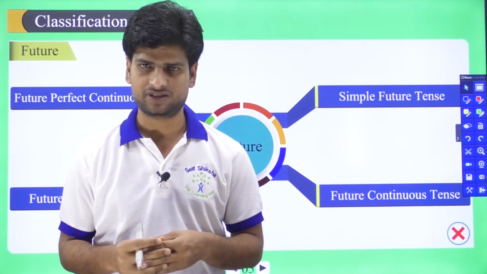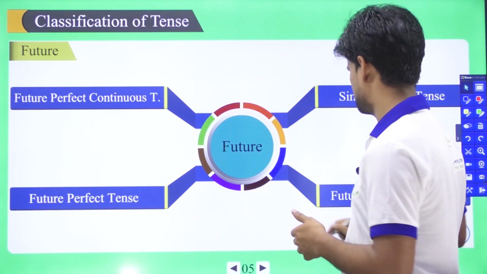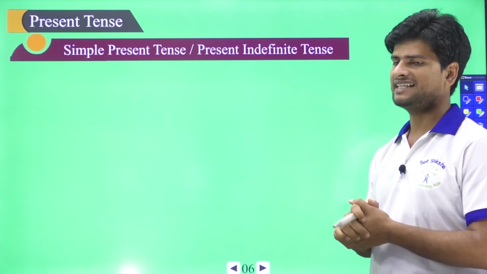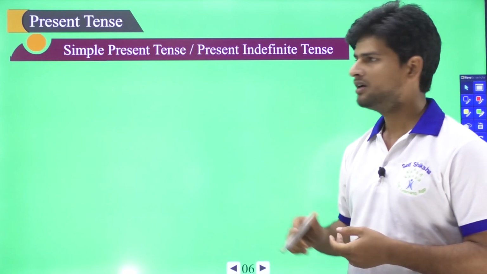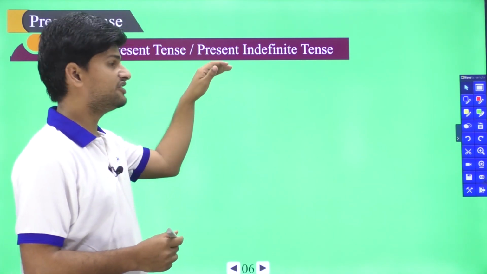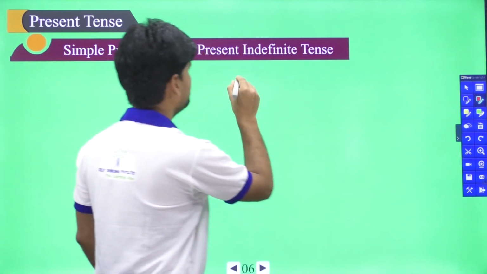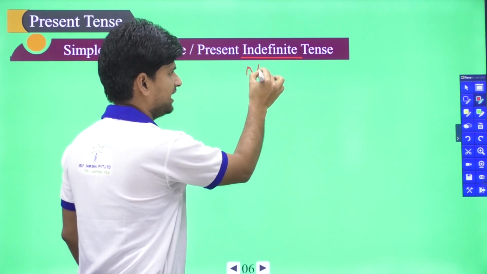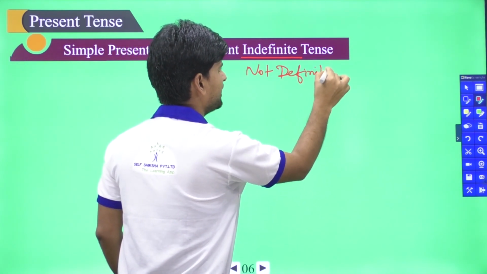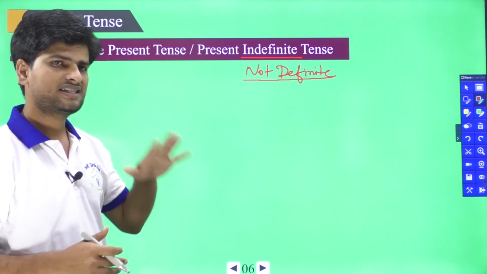So we will proceed with the present tense, and the first thing in present tense is simple present tense. So the first tense is simple present tense or present indefinite. What do you mean by simple present tense or present indefinite? As it is very clear from the name, the action that is not definite. Indefinite simply means not definite. Regular actions of the present or very common actions of the present are kept in simple present tense.